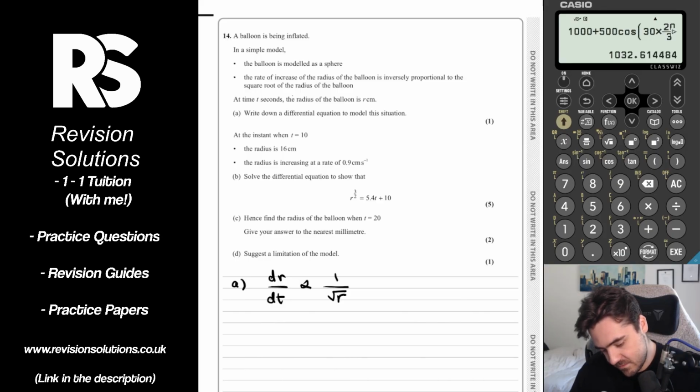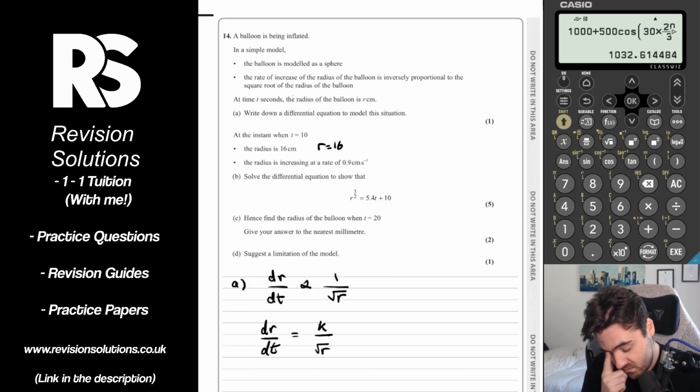And it says write down a differential equation. Okay, so to make that a differential equation, we just have to turn it into an equality. So if we want to turn a proportionality into an equality, we just have to put in a multiplying constant, so k over root r. Then it says at the instant when t equals 10, the radius is 16. So r equals 16 is right. Yeah, r is measured in centimeters. Good, and the radius is increasing at a rate of 0.9. So they're saying also that dr by dt is equal to 0.9 at that time.